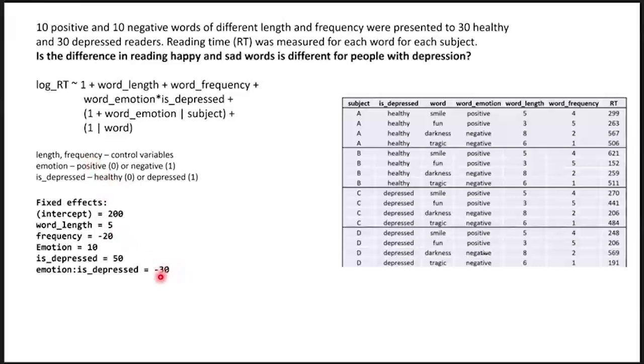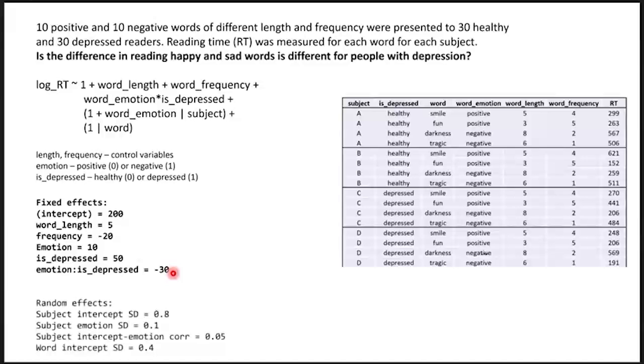And then this is the interaction effect. Emotion by is depressed is negative 30, which is our effect of interest. It's when you move from positive healthy to negative depressed. So you move plus 10 because you moved from positive to negative, plus 50 because you moved from healthy to depressed, minus 30. Okay, is that clear how we interpret them? And then we do a statistical test on each one to see if it's significantly different than zero, and so on. Okay. We also get random effects, but we don't get the actual full list of random effects.